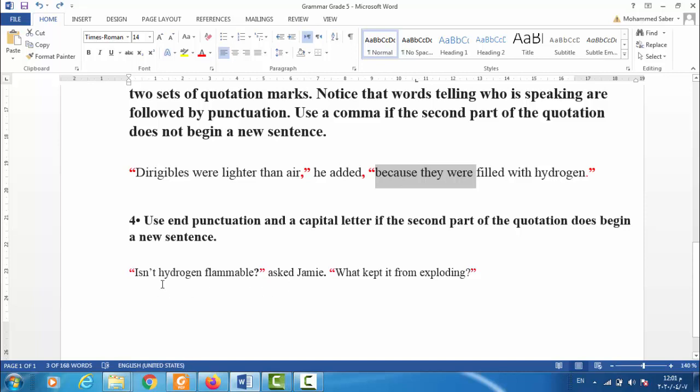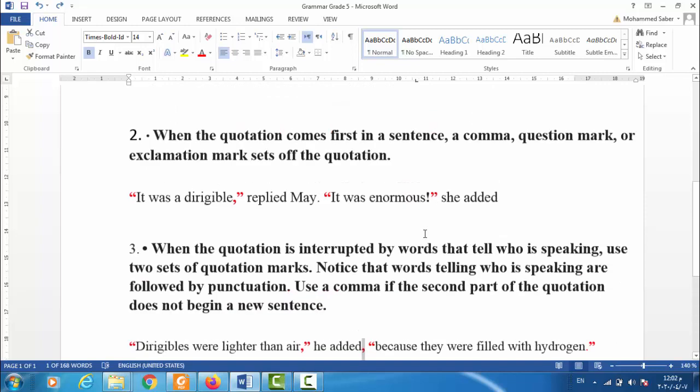Look at the second one. "Isn't the hydrogen flammable?" Ask Jimmy. "What kept it from exploding?" This is a question and this is a new question. So we divided them with Jimmy, so we have to put a full stop. So guys, to recap all that, what you have to know is that if we divided the sentence like this, if it's a new sentence, just put a full stop like this one. If it's the same sentence but they continued in the second part, put a comma in here. This is the point today, guys, and this is number 4.